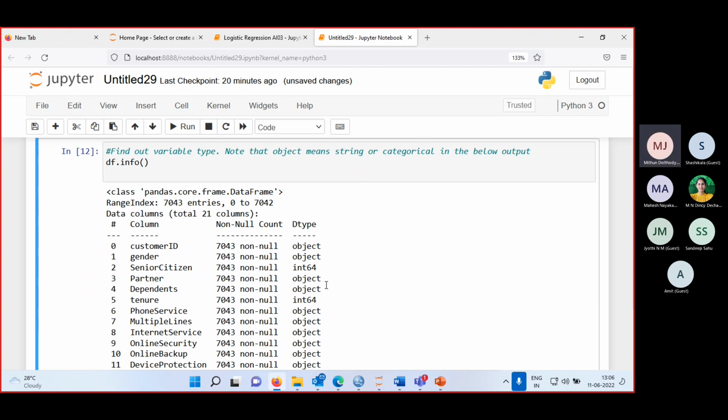The word object in Python means what? It is string or categorical. It will be treated as string or categorical. Because of the presence of those missing cases, it is being treated as an object. In other words, Python perceives this particular variable as string. It is not string.